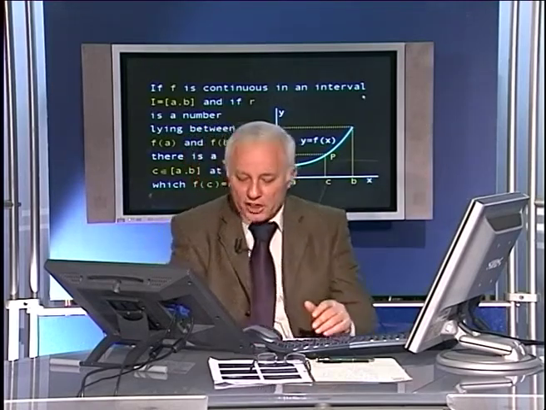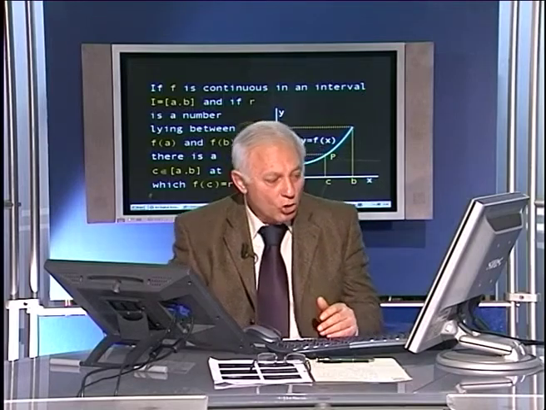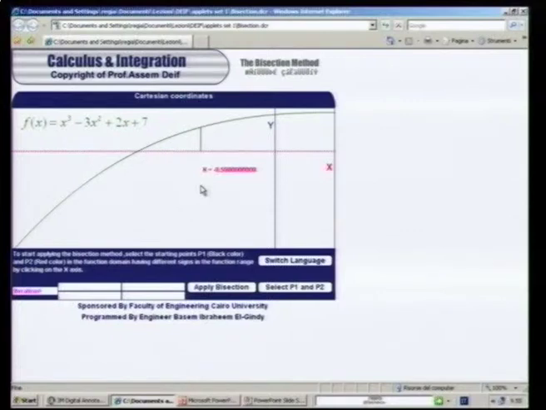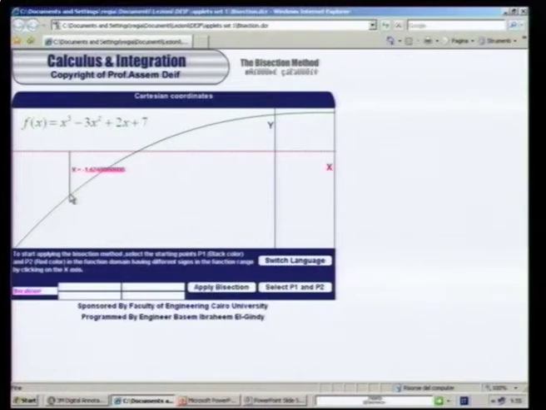For example, one of the applications is called the bisection algorithm, and this is known from the time of the Hindus and the Arabs as well, and Fibonacci, the Italian in the Middle Ages, knew this theorem. Suppose they want to calculate the root of a certain function, a function like x cubed minus 3x squared plus 2x plus 7.